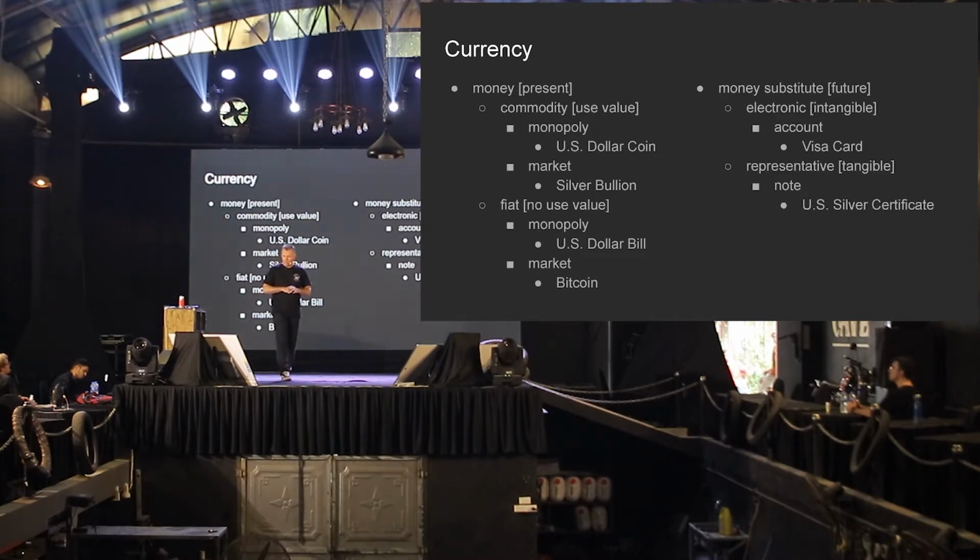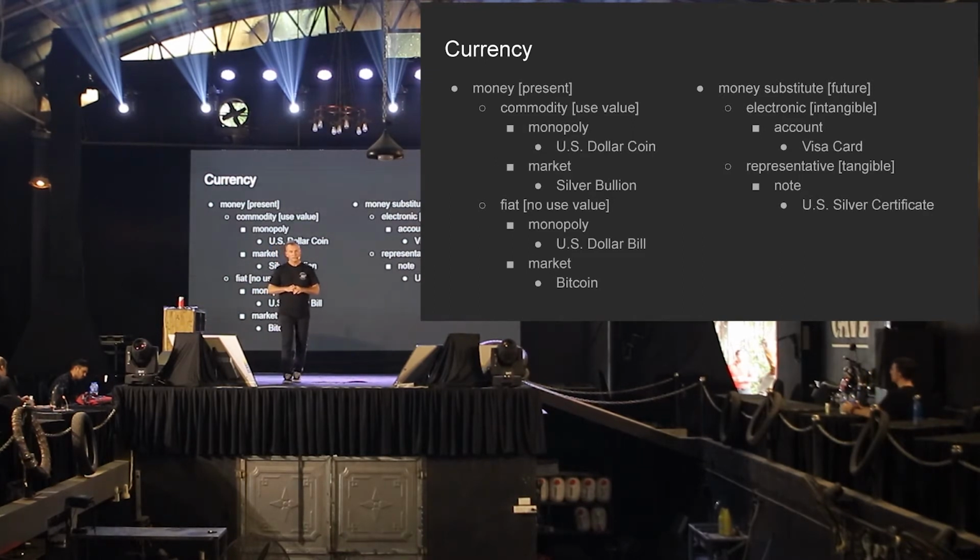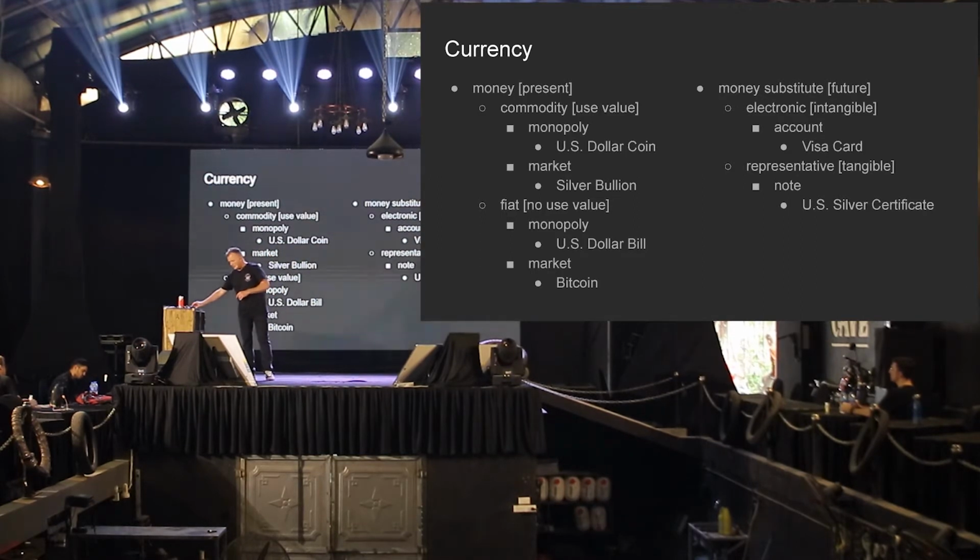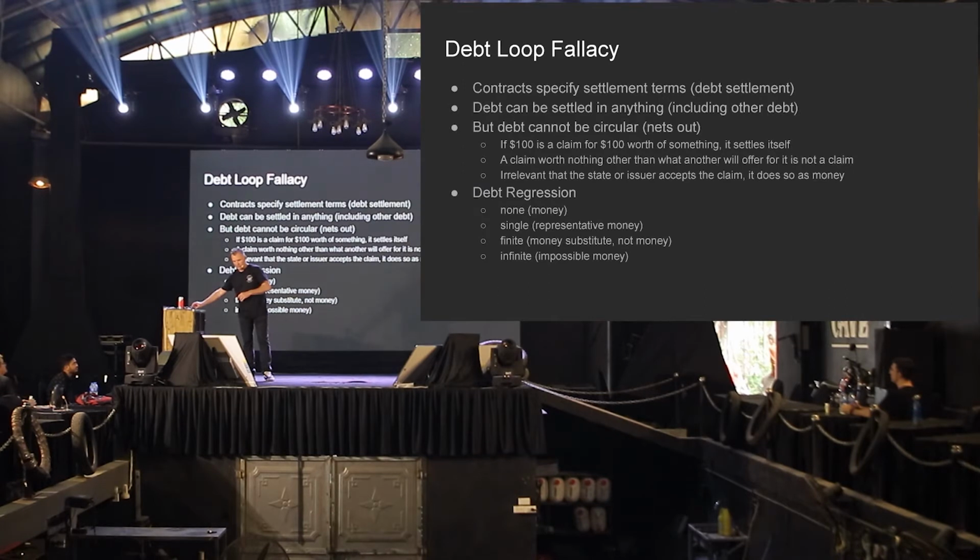You can have representative money substitutes, like a tangible note, such as a U.S. silver certificate. That's the full taxonomy that I have for currency.